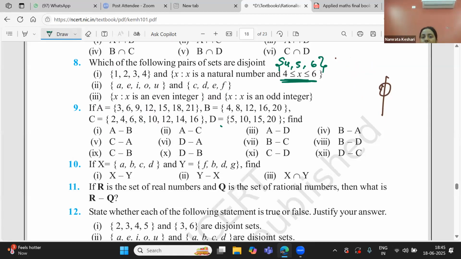Now you can see, is there any common element in these two sets? So yeah, of course, I can see 4 is here and 4 is here. So these two sets are not disjoint. It's not disjoint. Are you getting it? Yes, ma'am. Similarly, you have to check the next one and similarly the next one. Disjoint means there should be no common element. If that is the case, then yes, the two given sets are disjoint sets.